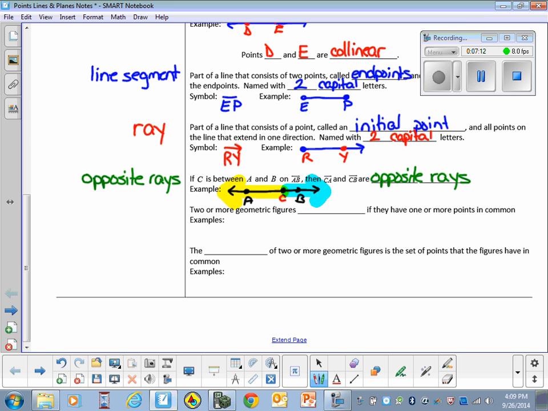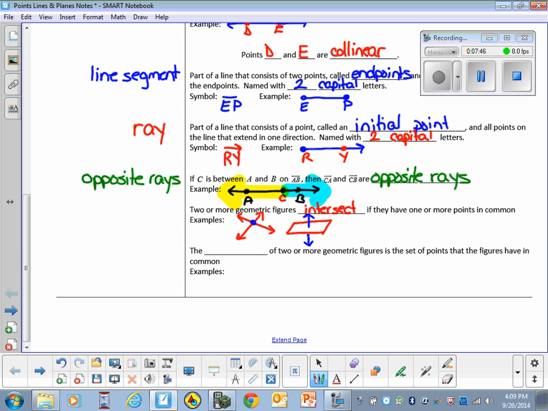Two or more geometric figures intersect if they have one or more points in common. In Algebra 1, you looked for intersections. When you graphed systems of linear equations, you were interested in the point of intersection. In geometry, we not only have intersecting lines, but we have lines intersecting with planes.